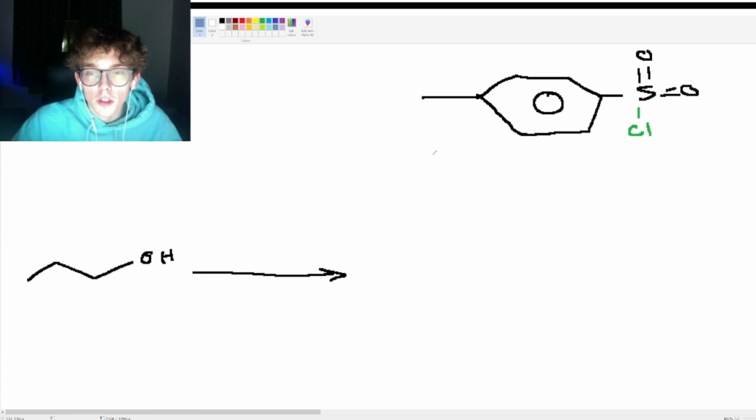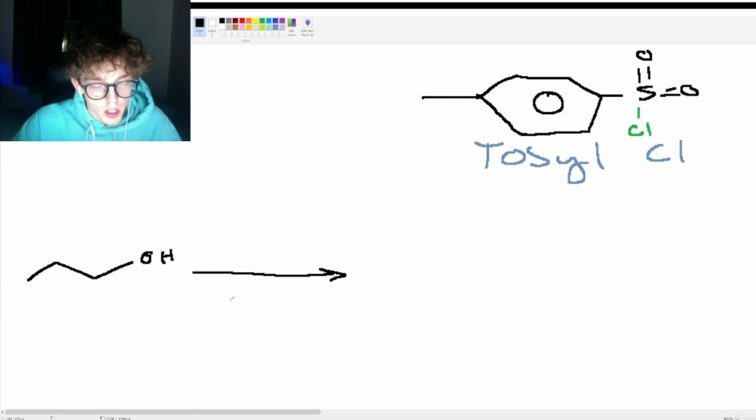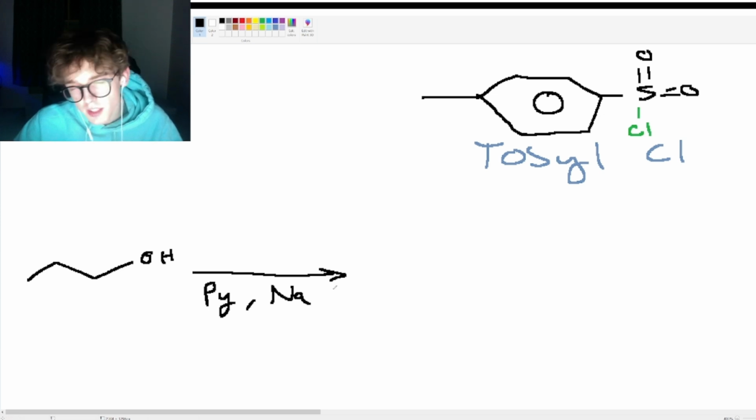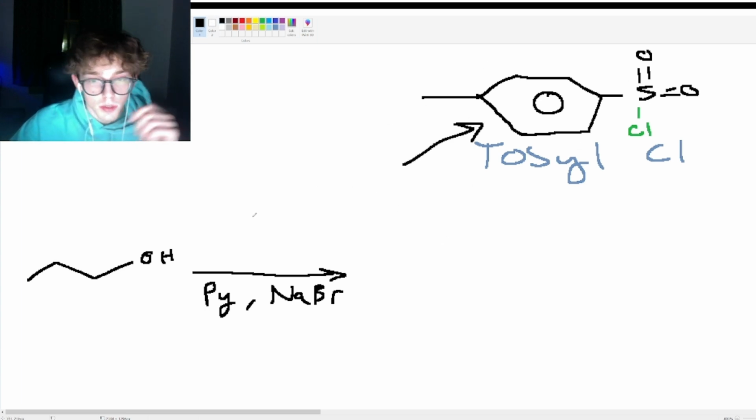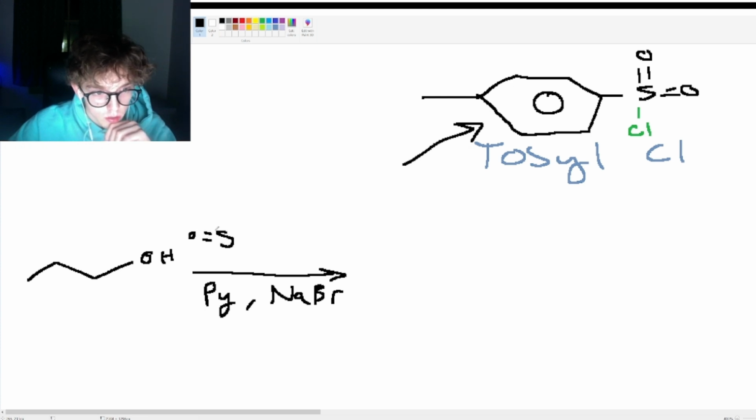Well, you can use a tosylate here, tosyl chloride, and we'll just draw it out. All the reagents you need are that tosyl chloride, pyridine as a base, and then a sodium halogen. In this case, we'll use bromine, so sodium bromide. So I'm going to draw out our tosyl group. Remember, that's what that is. And we'll draw it as such.